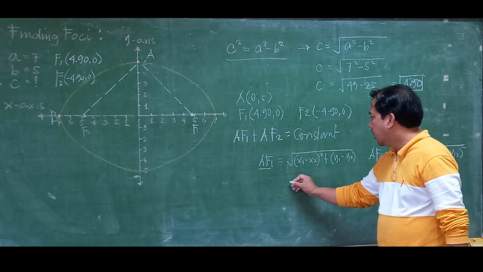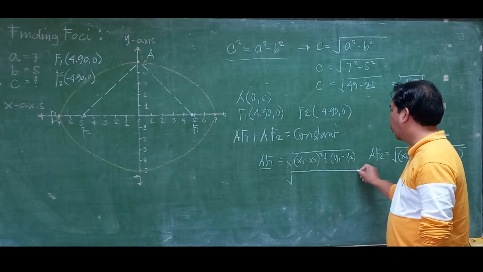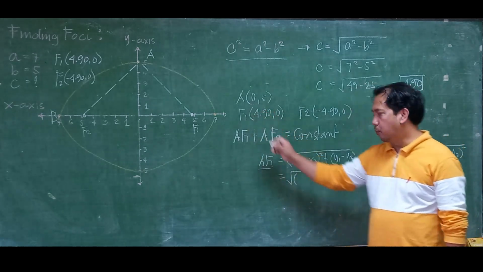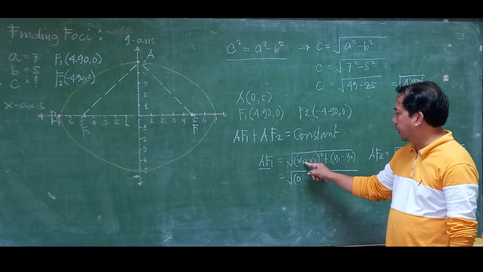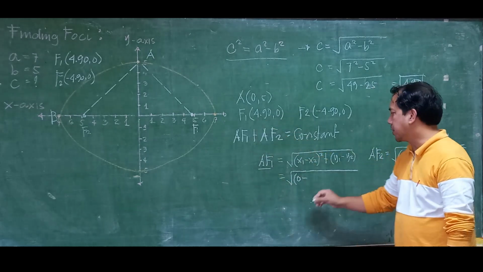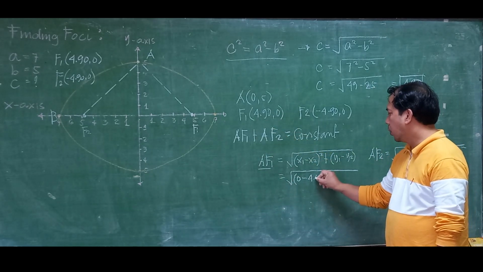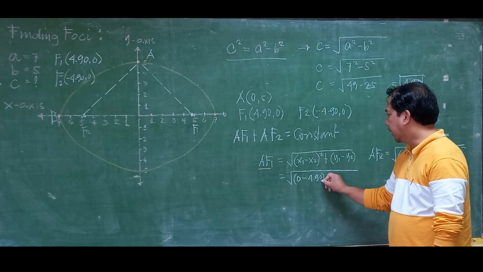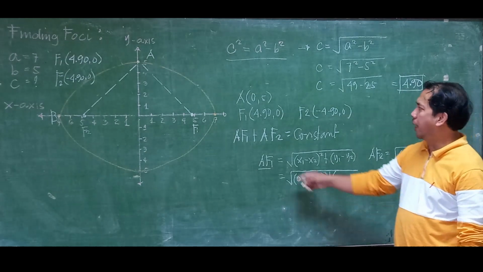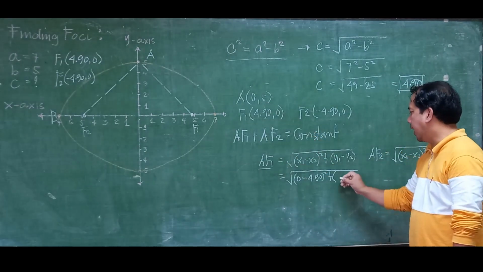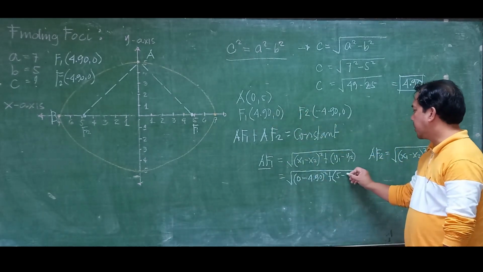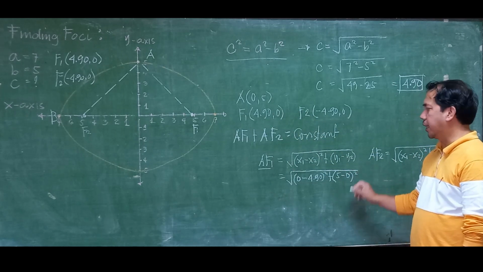Now let's try. So the square root of the quantity, what is x sub 1? x sub 1 is 0, minus what must be our x sub 2 for focus 1? That is 4.90. That is raised to the second power. Again, that is added to, what is y sub 1 in our point A? That is 5. 5 minus what is our y sub 2? That is 0, raised to the second power.